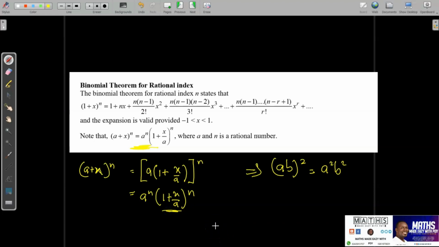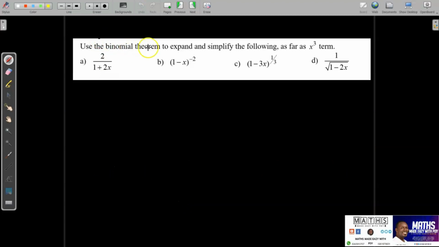Please, is it clear? We have some few minutes to go, so I can take one example on how to use the binomial theorem for rational index or negative index and so on. Can we take one example? Yes, sir. Okay, so taking one example, now use the binomial theorem to expand and simplify the following. So ideally, you are using the theorem to work out this. You are fortunate you are being told to use the binomial theorem.